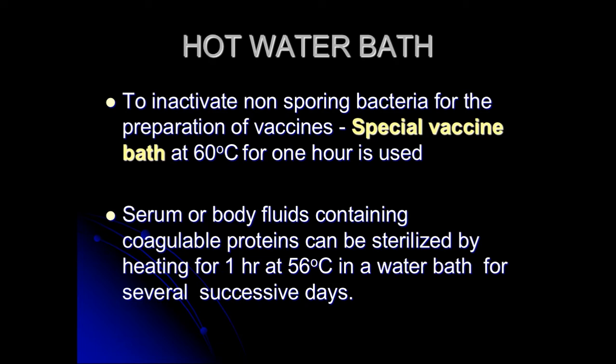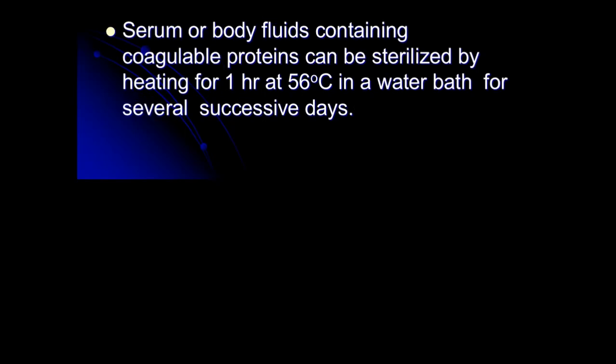Here you can remember 1 hour at 56 degrees centigrade, and this process you have to perform for several successive days. Here you cannot increase the temperature because the serum or body fluids contain coagulable proteins. That's why you have to use 56 degrees centigrade. If it is increased to a high temperature, it will result in the destruction of the protein. So although it is repeated for several days, it is only for 1 hour at 56 degrees centigrade, and it is done using the hot water bath.